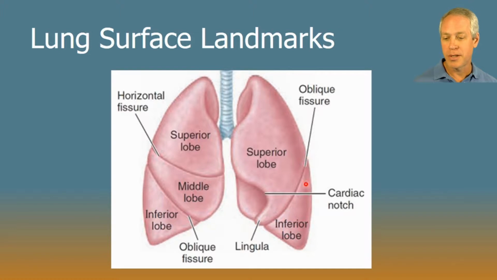The fissures that separate the lobes are common landmarks for VATS procedures, thoracoscopy procedures, and are occasionally seen on radiology reports. For example, if there's a pleural effusion that insinuates itself into the fissures, they will then show up more prominently on x-ray and guide the radiologist to making a diagnosis.